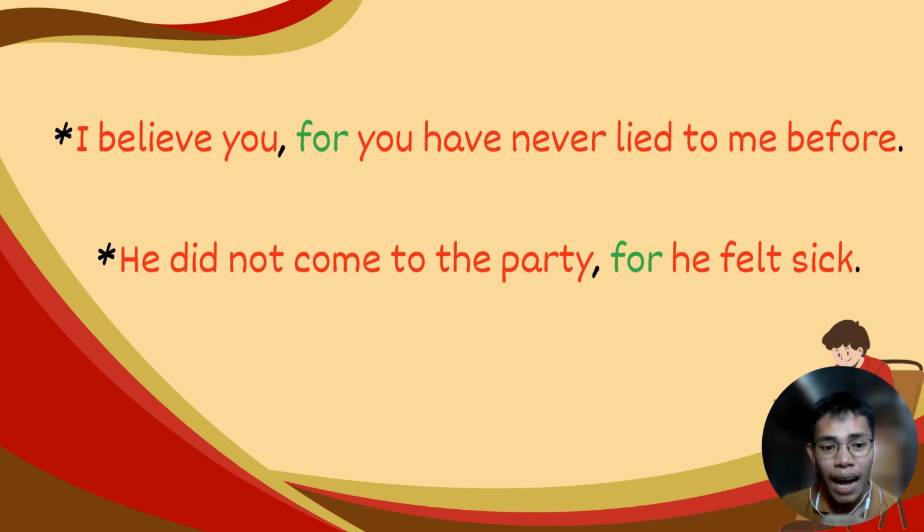For instance, I believe you, for you have never lied to me before. So these are two independent clauses. And as you can see, the coordinating conjunction for here is used to present that you have a reason: you have never lied to me before is presented as the reason for the first independent clause, I believe you. Next is, he did not come to the party, for he felt sick. And again, the second independent clause is introduced as the reason for the first independent clause.